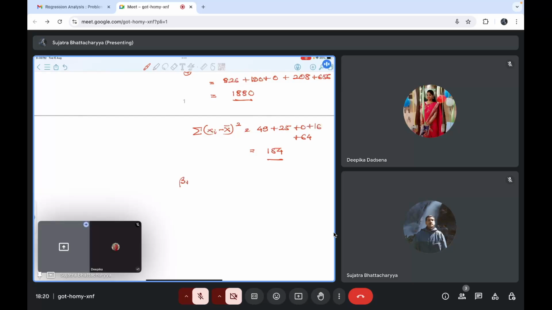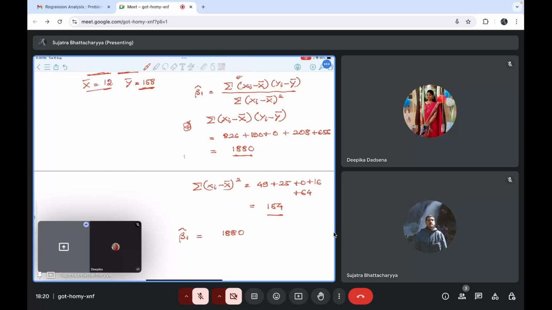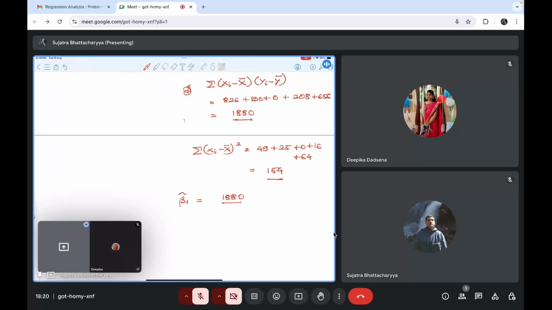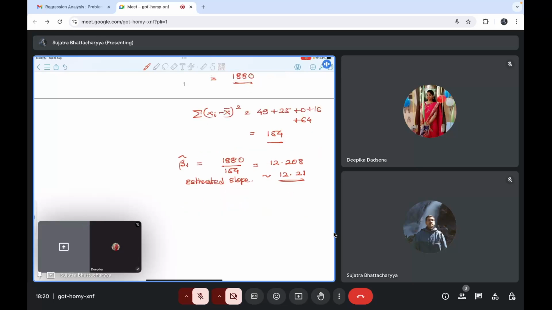You can calculate now. So beta 1 hat is 1880, the summation of xi minus x bar into yi minus y bar in the numerator, and in the denominator you have 154. Right. If you do this division, it comes out to be about 12.208. You can approximate it to two decimal places, so it becomes 12.21. So 12.21 is the estimated slope, which we have already calculated.